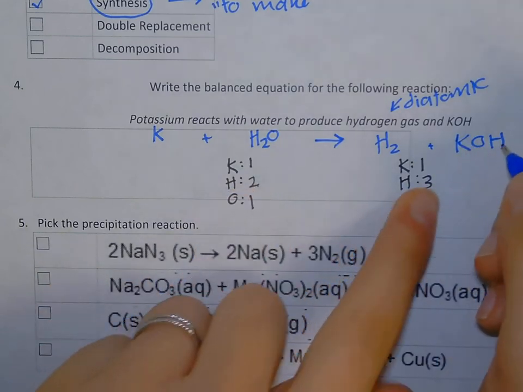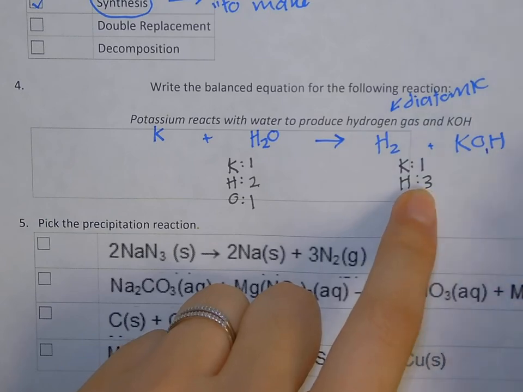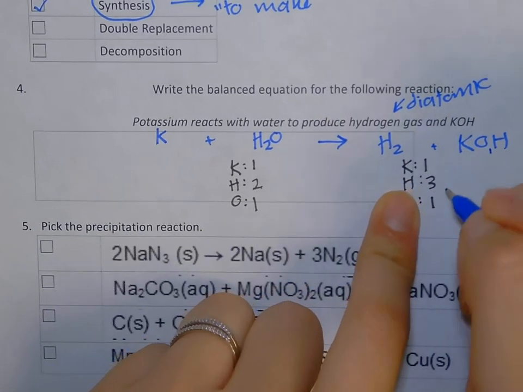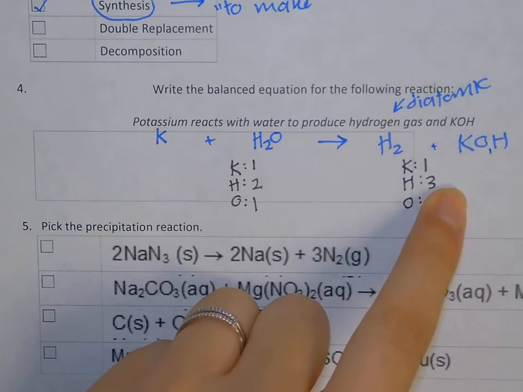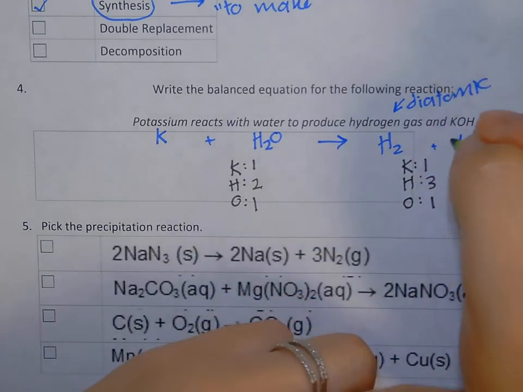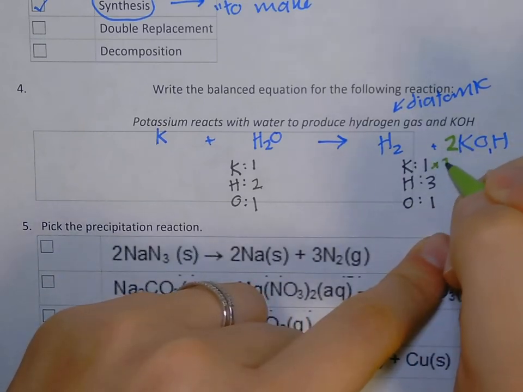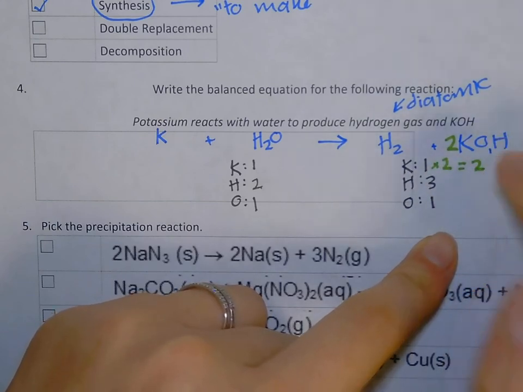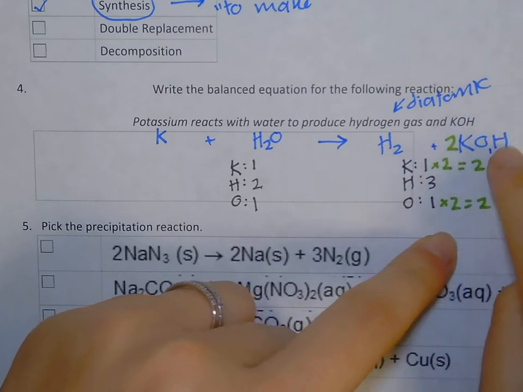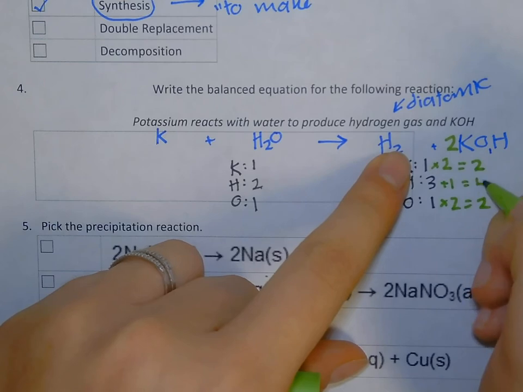So I'm going to go here because this is the odd man out because there's only 1 oxygen here. And I'm going to say, I'm going to multiply you by 2. So I'm going to put, let me get a different color here, I'm going to put a 2 coefficient here. That means that now I have 2 potassium, I have 2 oxygen, and I have 2 hydrogens, but I also have 2 hydrogens here, so I have a total of 4.